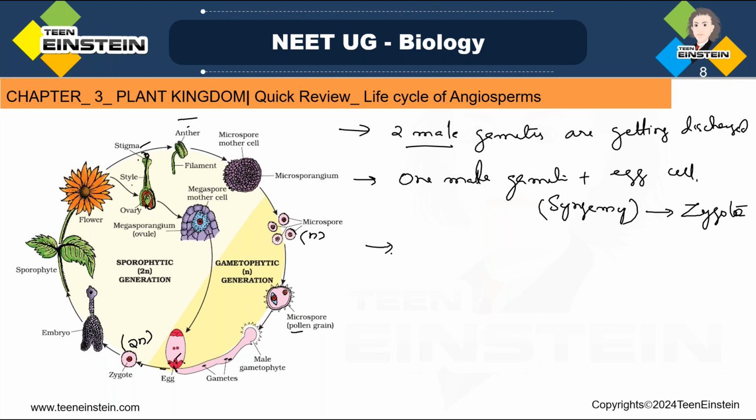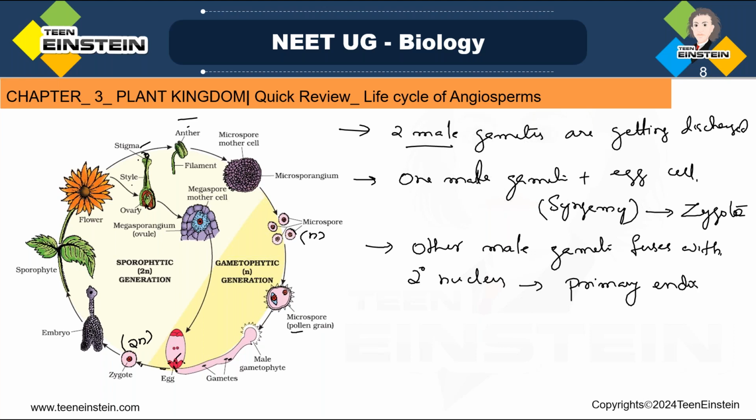Then we said two male gametes are there. What about the other male gamete? The other male gamete fuses with the secondary nucleus. Okay, and that produces the primary endosperm nucleus.